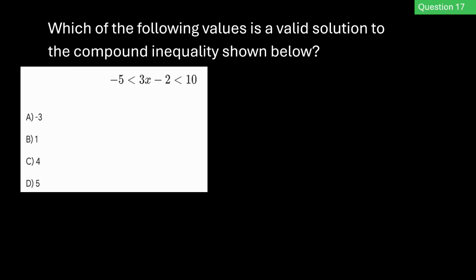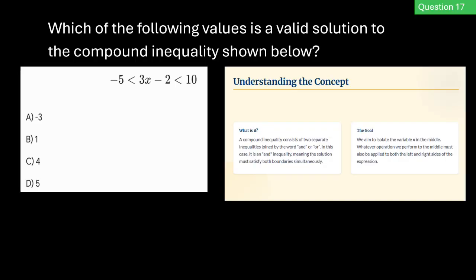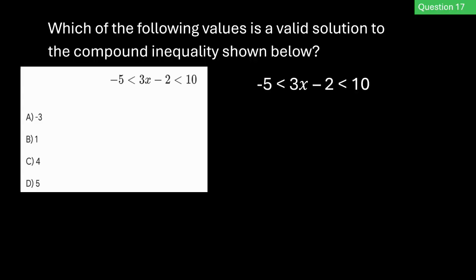Question 17 asks us to find a valid solution to the compound inequality. This is a compound inequality, which means our target variable x is sandwiched in the middle. Our ultimate goal is to isolate x by performing operations on all three parts of the inequality at the same time. To start isolating the term 3x, we need to eliminate the negative 2 in the middle.